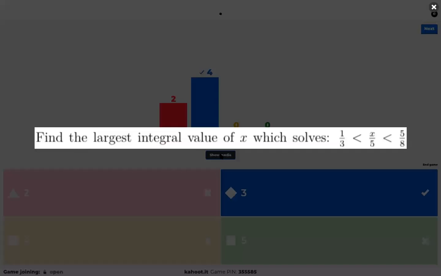Okay. The answer was 3. So to solve this, you really only have to focus on the 5/8 part, since we're trying to find the largest integral value. If you multiply everything by 5, then you get x is less than 25/8, and 25/8 is 3 plus 1/8, so it would be 3.